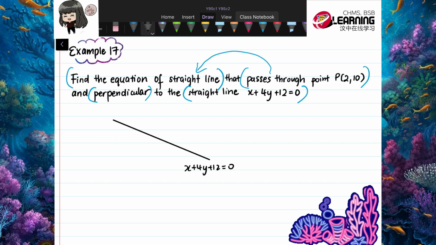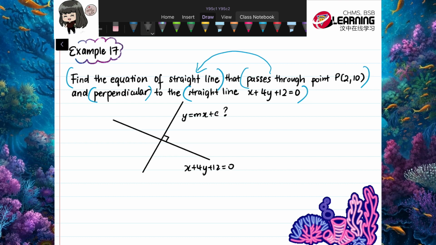Go back to the question again. Find the equation of this straight line. You're going to draw another straight line. This straight line I drew is already given from the question. The equation of the straight line that I'm going to draw is the equation that you're going to find. When we draw that line, we know that it's perpendicular. Look at part 3 of the question. It's perpendicular, so I'm going to draw a perpendicular line like that. This is the equation that we're going to find, y equals mx plus c.